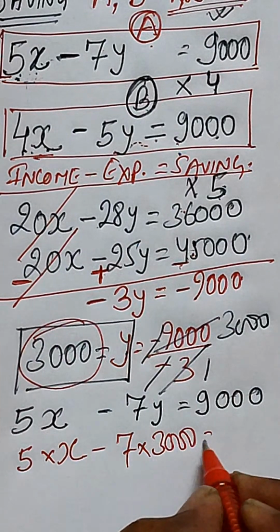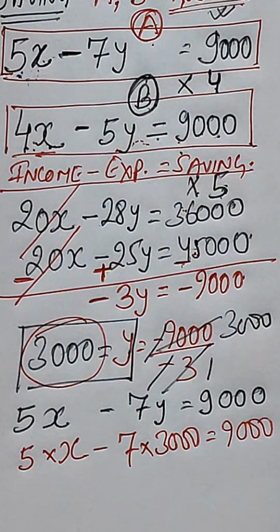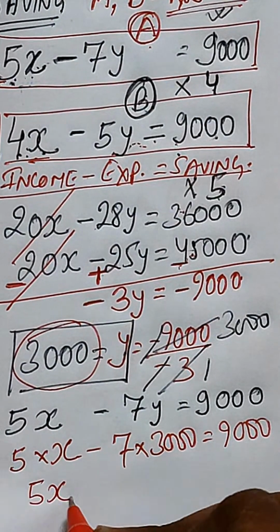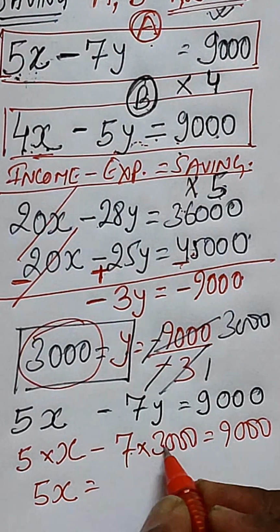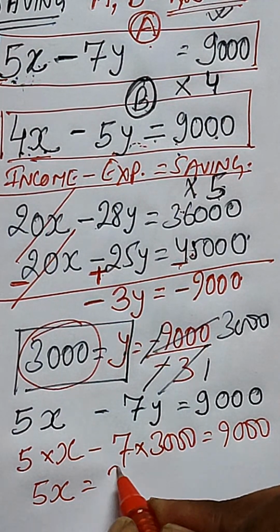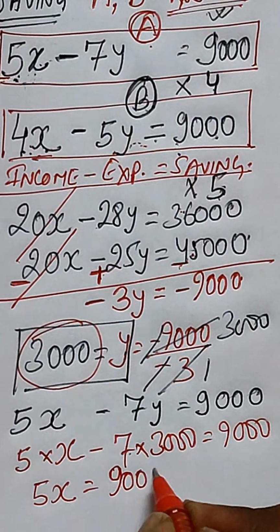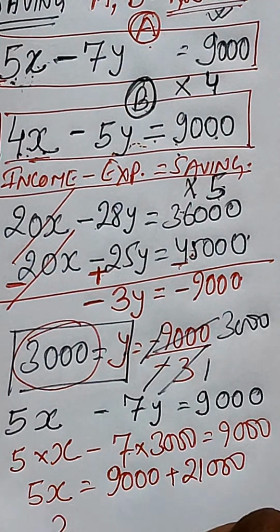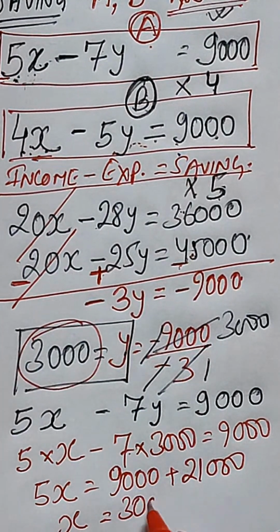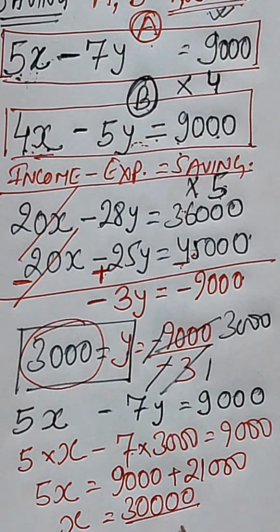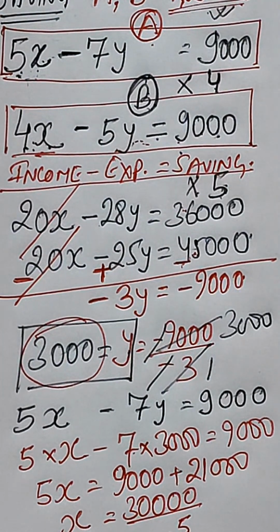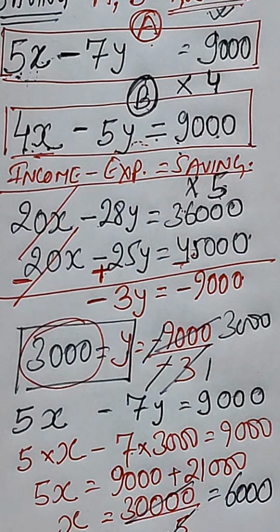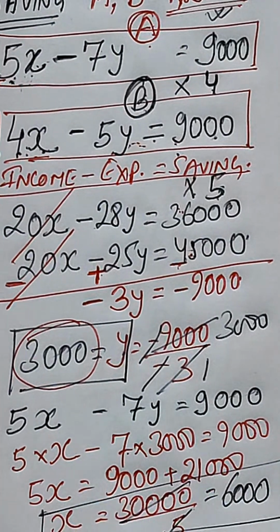3,000 is equal to 9,000, right? So this will give you the value of 5x as 9,000 plus 7 times 3,000, that is 9,000 plus 21,000. So this will give you 30,000. So the value of x is calculated as 30,000 divided by 5, which will give you the value of x as 6,000, right? So the value of x is calculated.